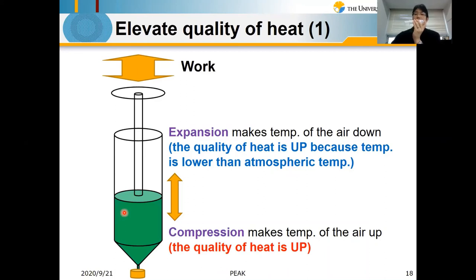You remember, atmospheric temperature is the lowest energy quality. This means that whether the temperature becomes lower or higher, in this case both of them have their energy quality elevated. This system is called a heat pump.